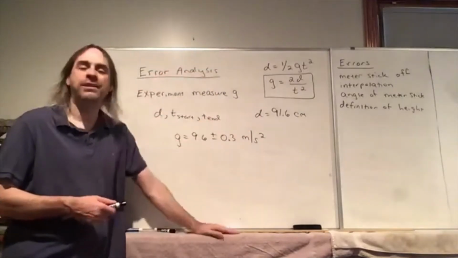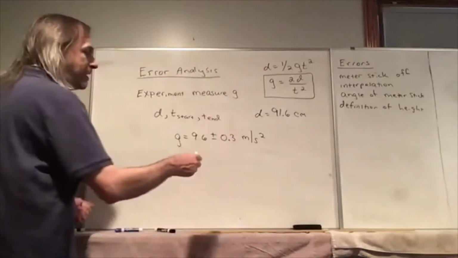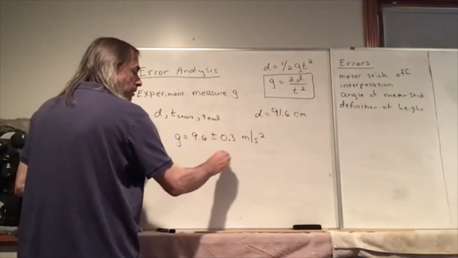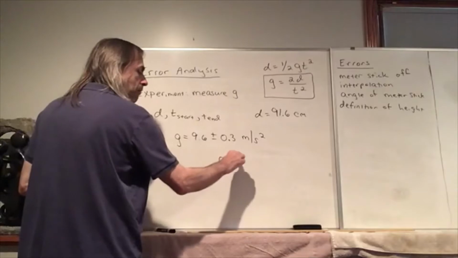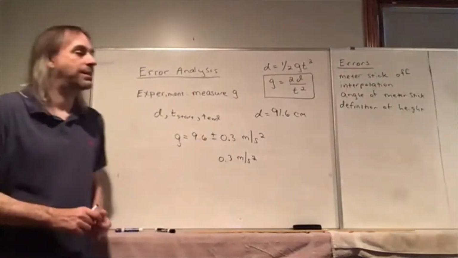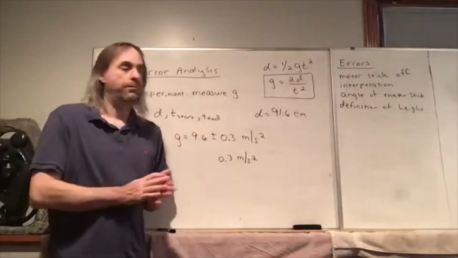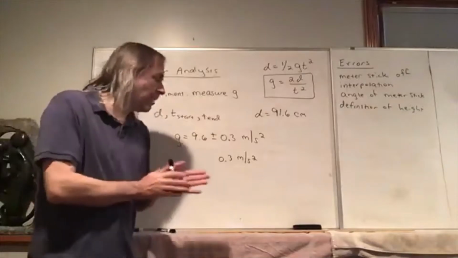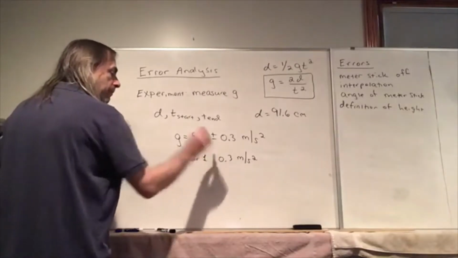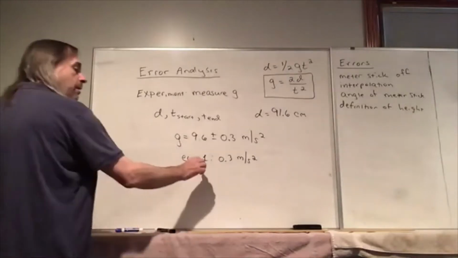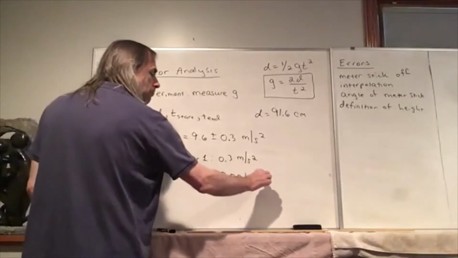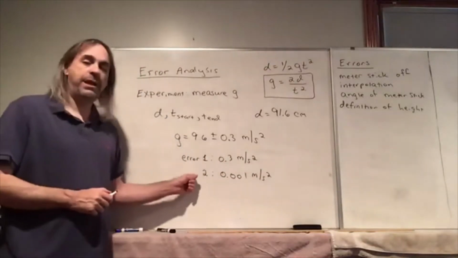But let's just say that measuring the time is the most significant error. And let's say that gives us an error that could very well be almost the entire thing, 0.3 meters per second squared. And again, remember, this is not precise just by its nature because errors are not known precisely. They're estimates. And so if you have one error, let's just call it error 1, is 0.3 meters per second squared, and error 2 is 0.001 meter per second squared, do you actually care about this one?